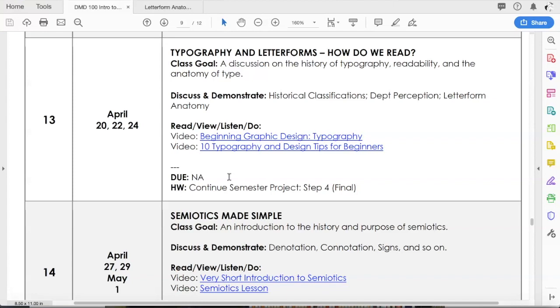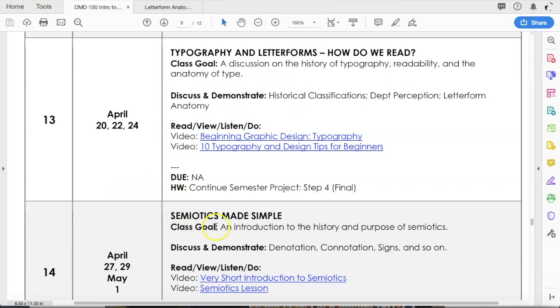Now, as for what's left, we've got a couple of weeks of some more visual literacy topics. This week is going to be typography and letter forms. This is going to be a more brief lecture today, just because there's a couple of videos to watch and some stuff for you guys to read, which we really can't do together on the online announcement, but I'll go over some of the basics.